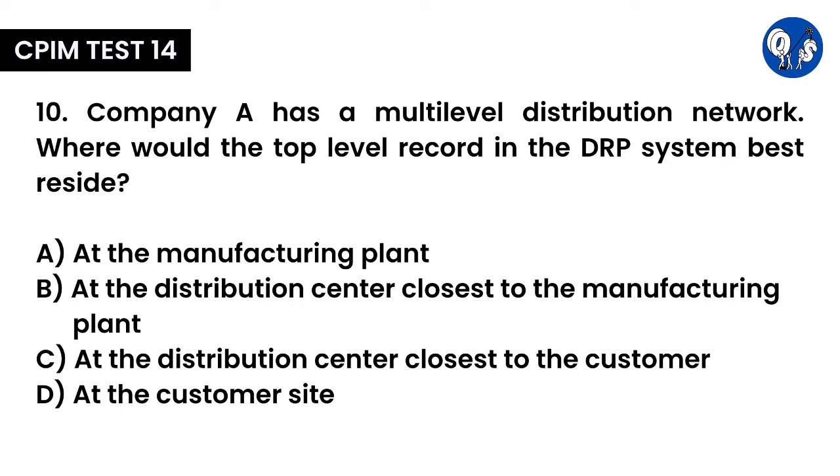The top level distribution requirements planning record should be at the point closest to the customer. If the information can be best gathered at the customer side, then this would be the best place. Many companies are now managing the inventory at the customer location.